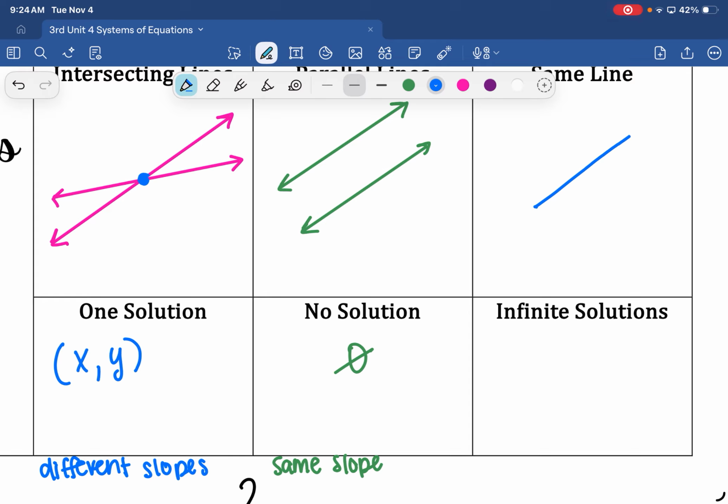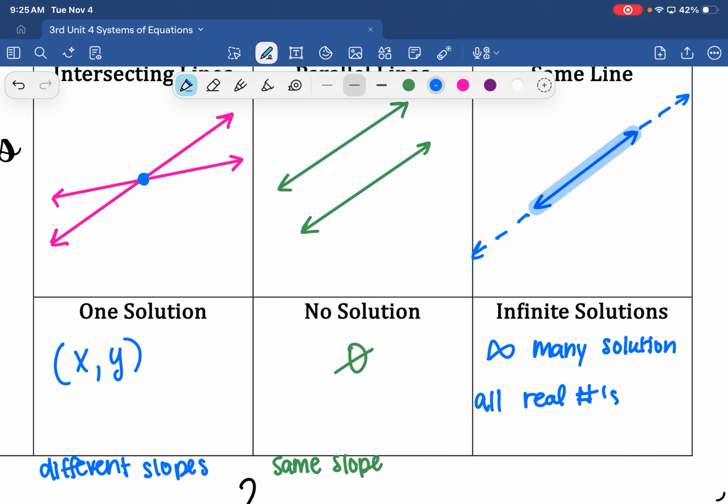Okay, then the same line. So if I have one line, and then the other equation in the system is the exact same line, so we have to graph it on top of that. It is the exact same. How many times do those lines intersect? Infinitely, okay? You have infinitely many solutions. Or you can think of it as the solutions are all real numbers. Which to write all real numbers, we do an R with two lines at the back.